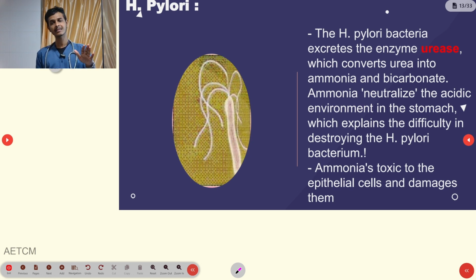So again, another major important one is the microorganism called H. pylori, or Helicobacter pylori. Helicobacter pylori is one of the bacteria that is present in our gut and our stomach.